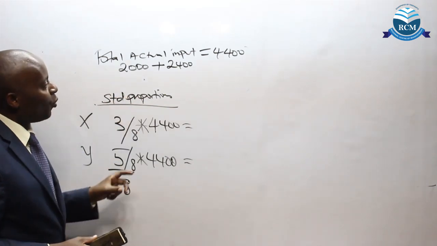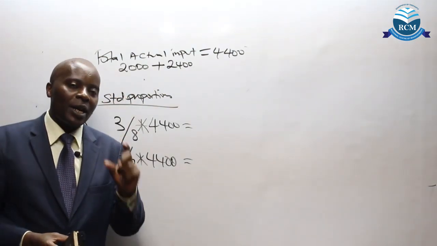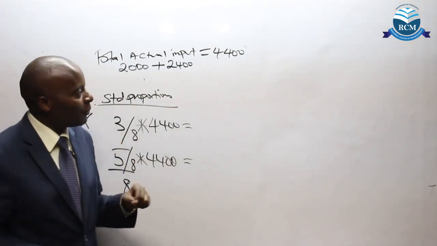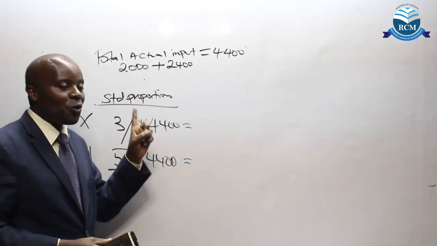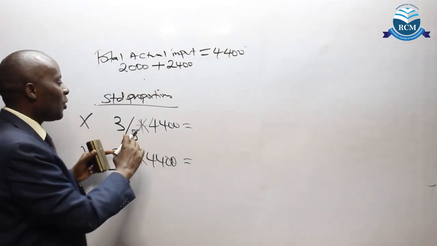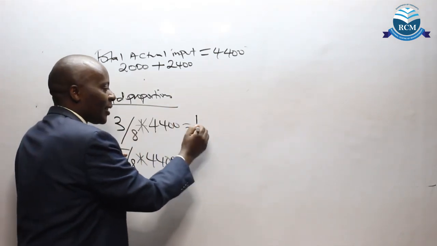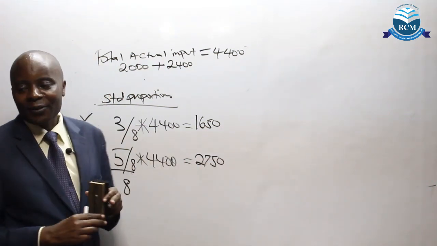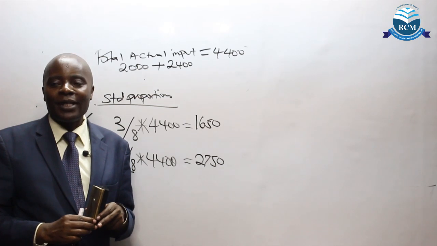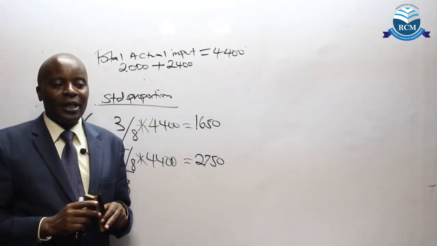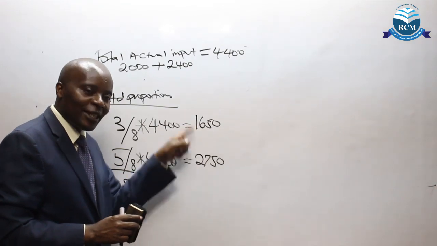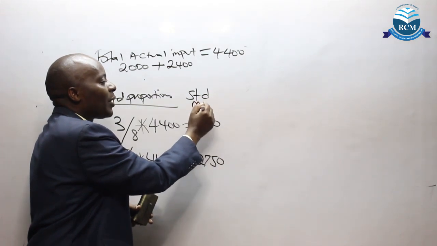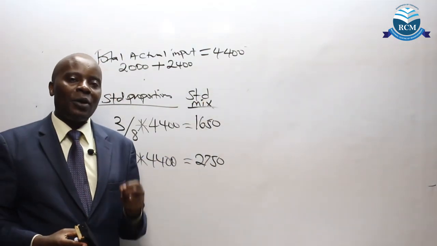Remember, by definition, material mix variance equals, in brackets, standard mix of the total actual input. Of means you multiply with the total actual input, and the total actual input is 4,400. When you multiply these, I hope you are getting beautiful numbers. 1,650 and 2,750. The figures we have obtained in this column will basically be our standard mix.